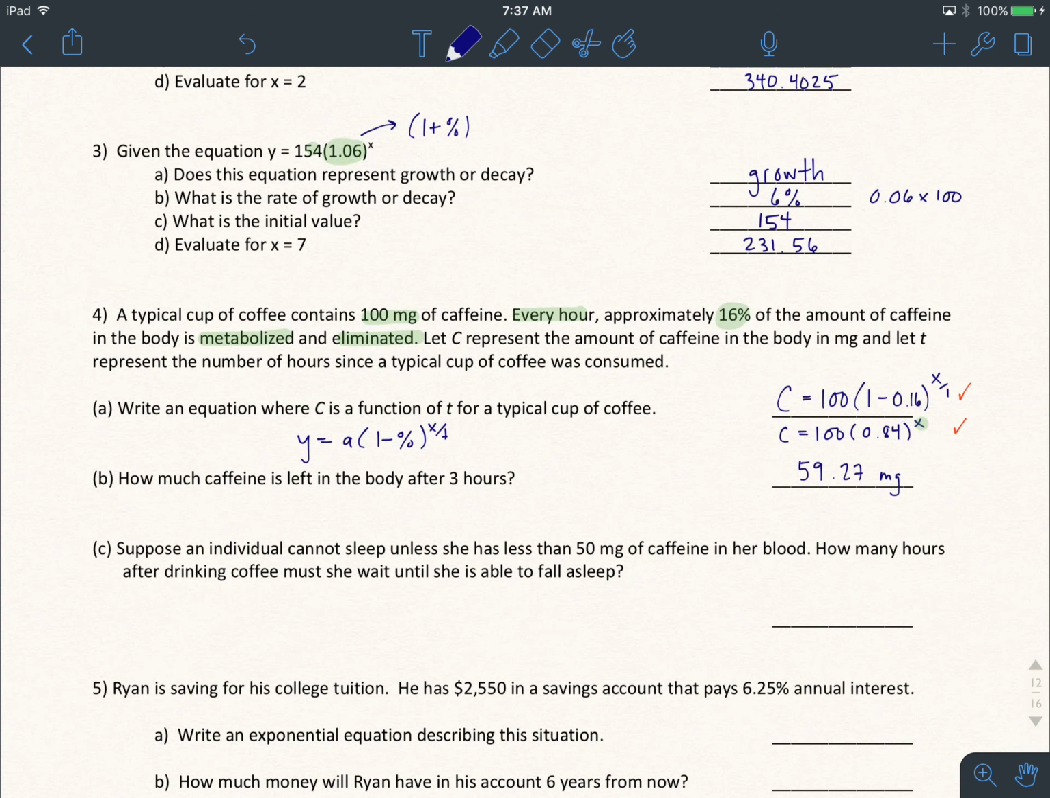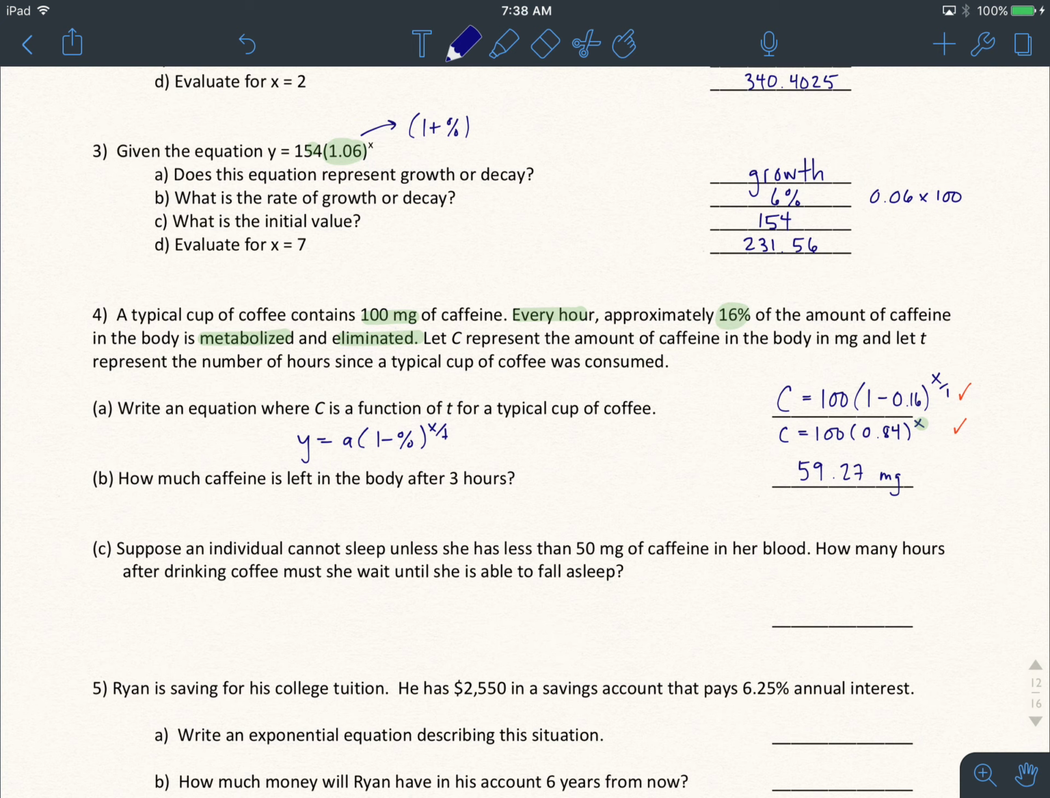So suppose an individual cannot sleep unless she has less than 50 milligrams of caffeine in her blood. How many hours after drinking coffee must she wait until she's able to fall asleep? So again, after 3 hours, she's down to 59 from that original 100. They're suggesting a scenario here where she wants to have less than 50. So are there ways to figure out exactly when that's going to be? Yes. Are we going to be doing those here? We are not. That is a different topic. I think they cover it in advanced functions in grade 12. So we don't even need to tackle that in our grade 11 year, no matter which course you're in.